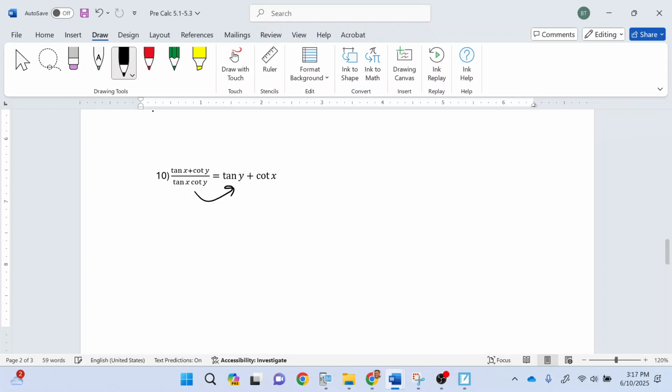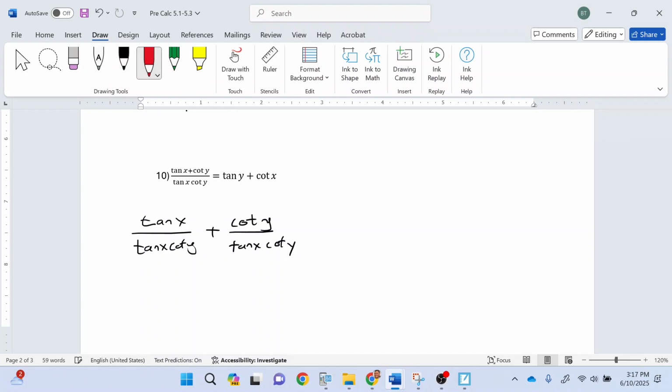So now I got to get this to this. It looks like the left side's better than the right. So in this case, I'm going to rewrite this as two separate fractions. So I'm going to do tan x over tan x cot y plus cot y over tan x cot y. In this case, these tan x's cross out, and these cotangent y's cross out. So then I have 1 over cotangent y plus 1 over tan x.